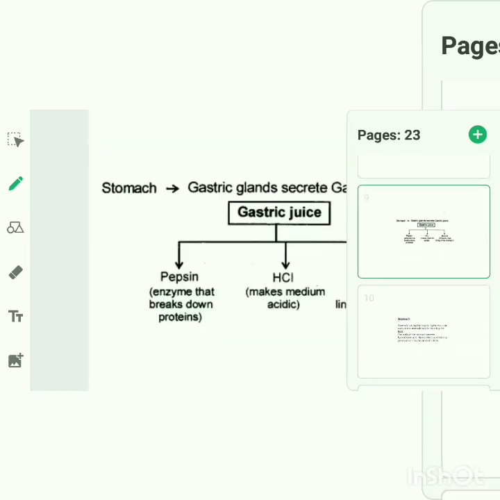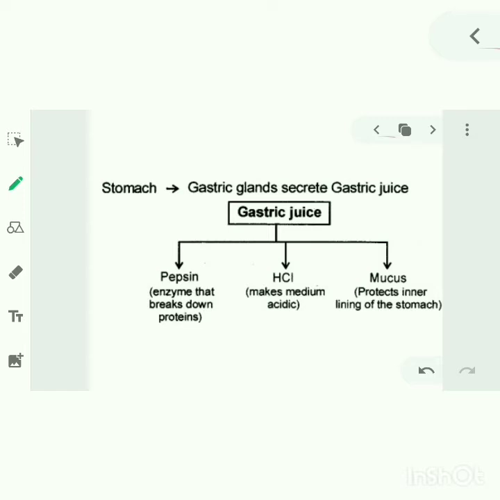So in the stomach there is a gland that is called the gastric gland. Gastric gland क्या secrete करता है, कौन सा enzyme secrete करता है, gastric juice. Gastric juice किससे बना होता है, three things, that is pepsin, HCl and mucus. Now what is the function of each?